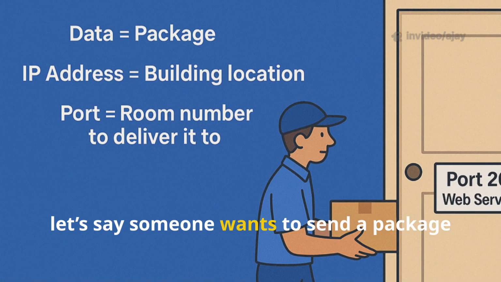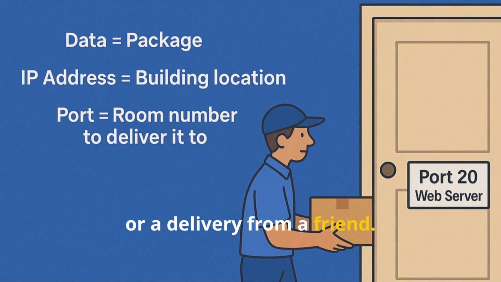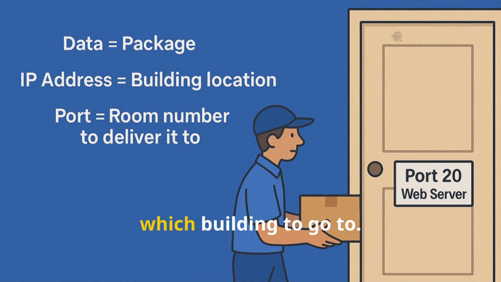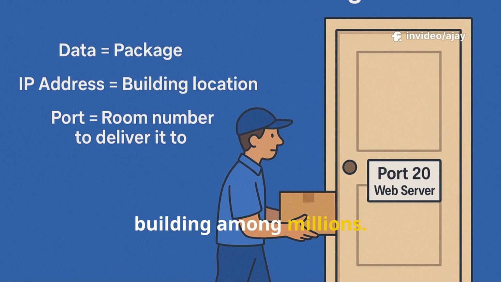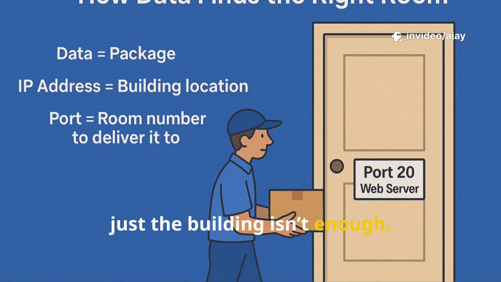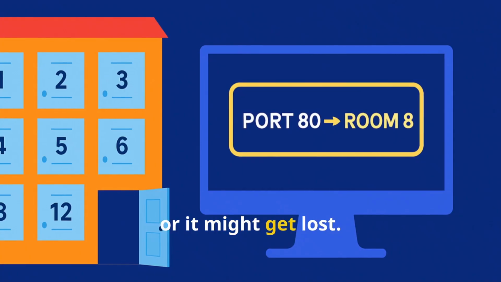Now, let's say someone wants to send a package to you. Maybe it's a letter or a delivery from a friend. The IP address tells the delivery person which building to go to. That's step 1, finding the right building among millions. But just the building isn't enough. The delivery person needs to know which room to drop the package at, or it might get lost.